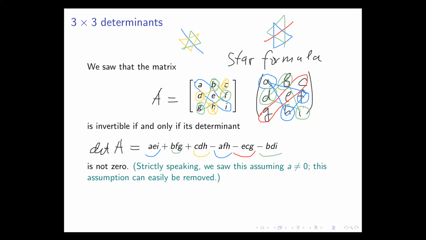And then of course, you can also check that we assumed that A is not equal to 0, but in this formula it doesn't really matter. If A is equal to 0, the formula still stands. It's just that two out of these six terms will be equal to 0.